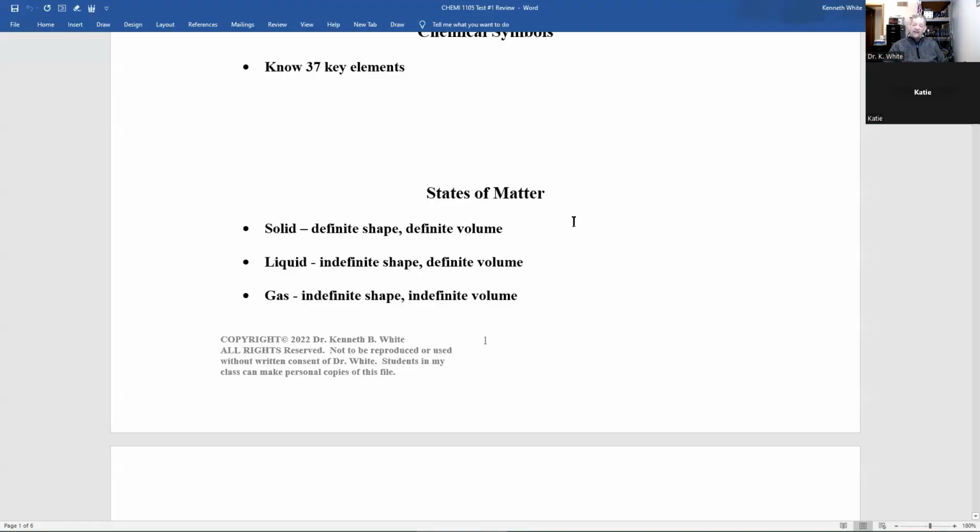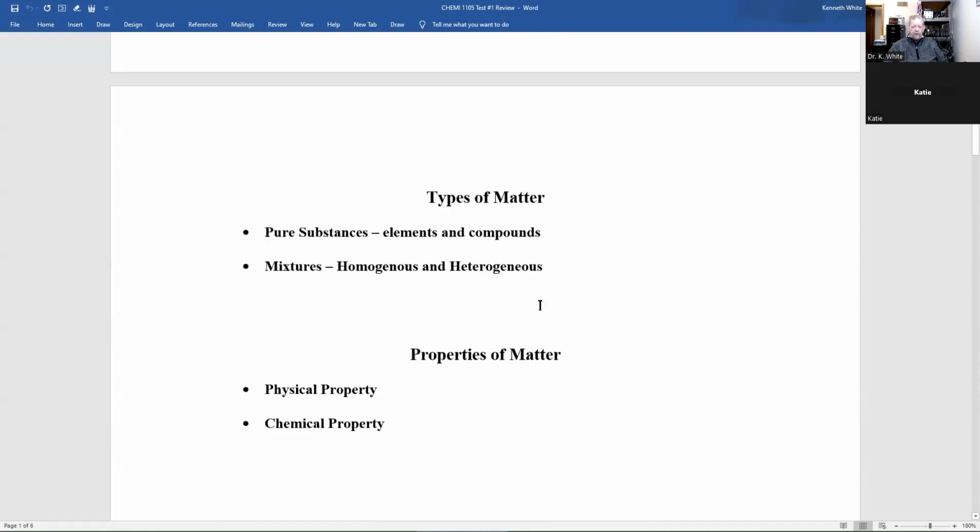All right, next we talked about, notice I say I talked about states of matter. The three states of matter you should know: solid, liquid, gas. You should know a solid has definite shape and definite volume. A liquid has indefinite shape, definite volume, and a gas has indefinite shape, indefinite volume.